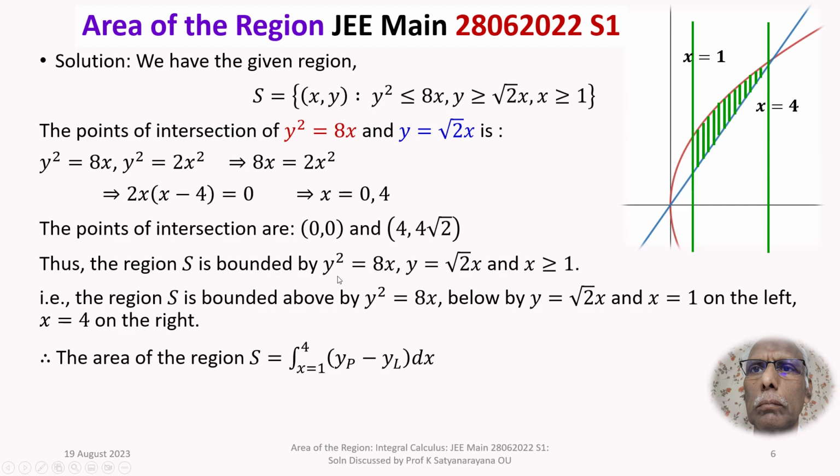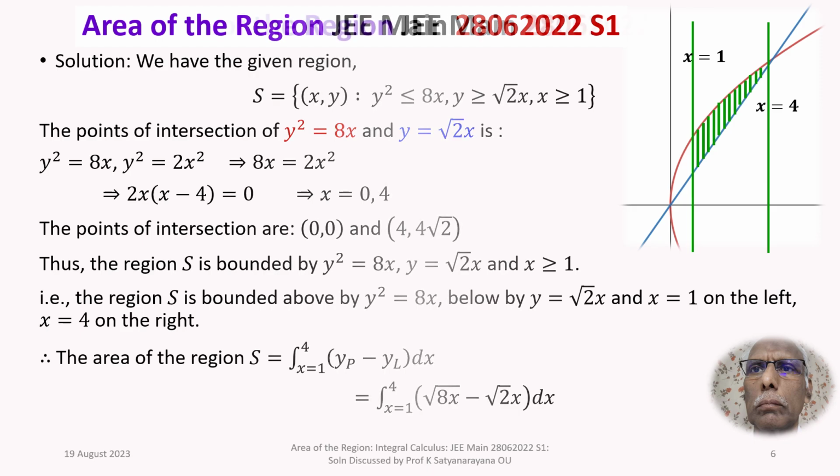So what is yp? y square is equal to 8x, that is the parabola's equation, and y will be the square root of 8x, that will be yp. And yl is already root 2 times x. So it will be integral x equal to 1 to 4, in brackets, square root of 8x minus square root of 2 multiplied by x, dx. And now we will integrate and we will get the area of the region S. That we will do in the next slide.